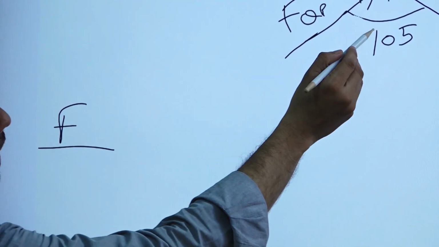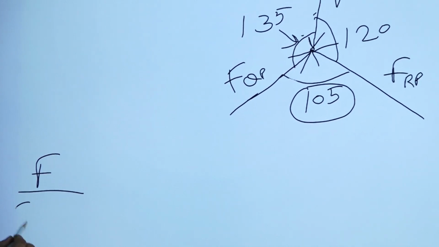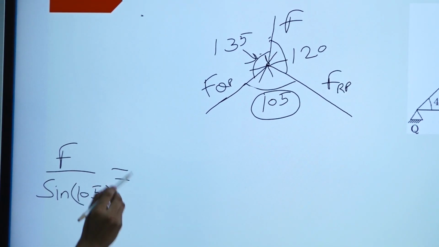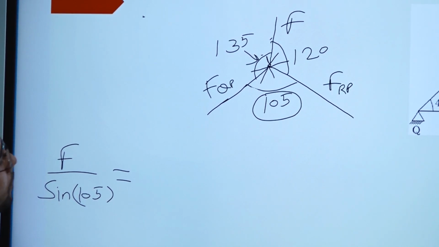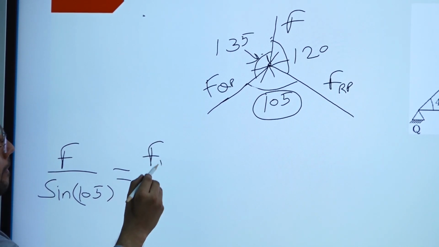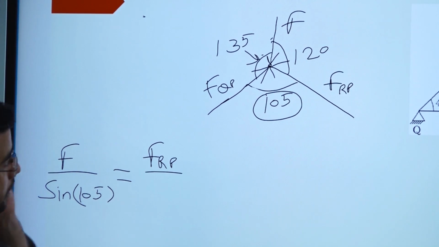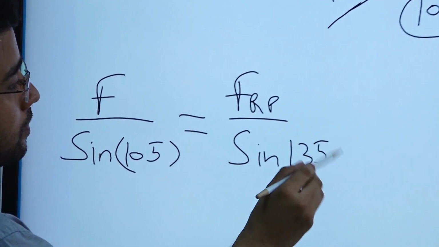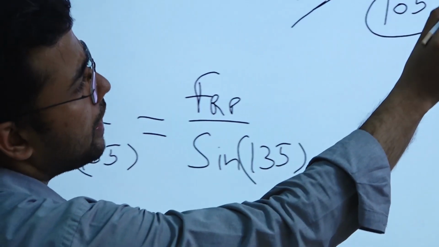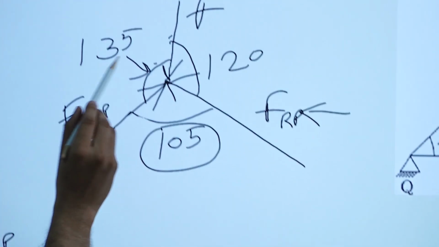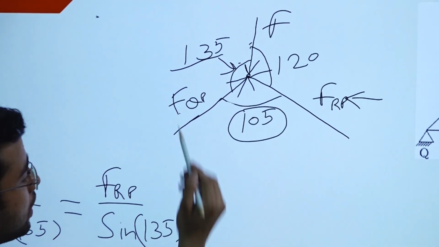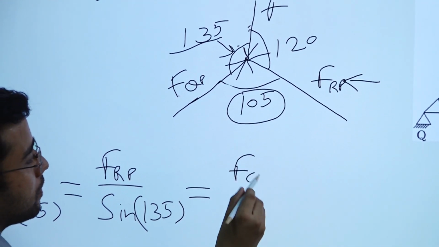F divided by sine of the angle 105 is equal to FRP divided by sine of the angle 135. Why? Because in front of this force we have this angle 135. In front of FQP we have angle 120.